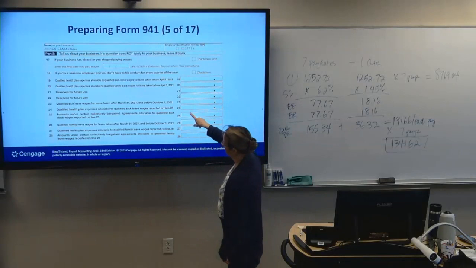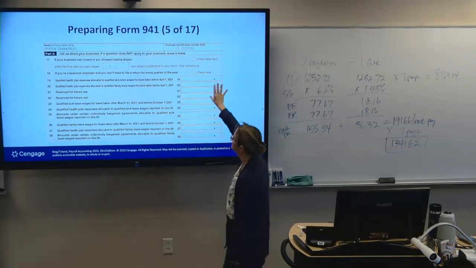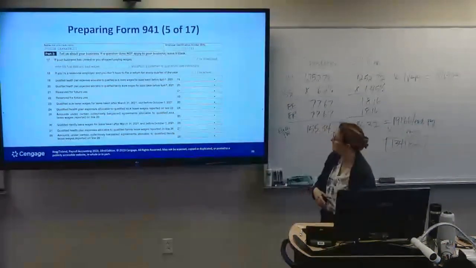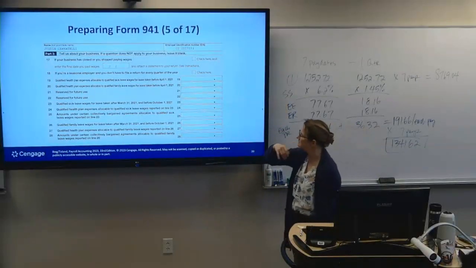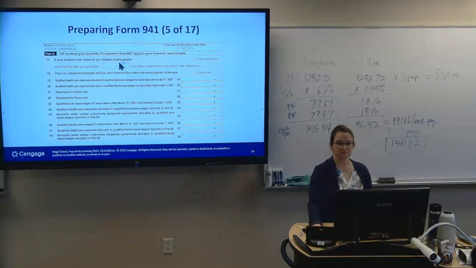Let's see if there's anything else. There's really nothing else here. Again, a lot of those are COVID related types of benefits.